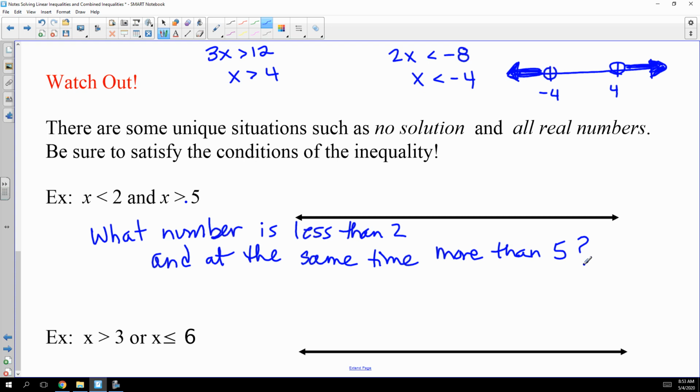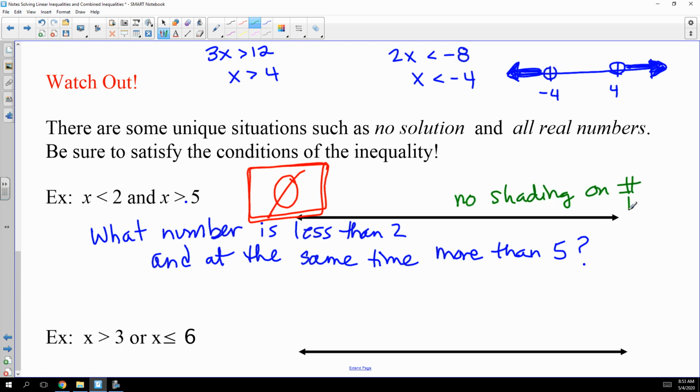So in this situation, there is no solution. There is no number that's less than 2 and at the same time greater than 5. And then in that case, there would be no shading on the number line, okay?